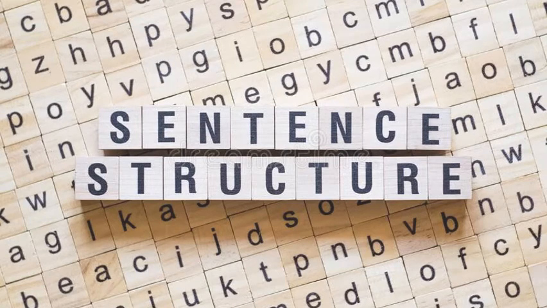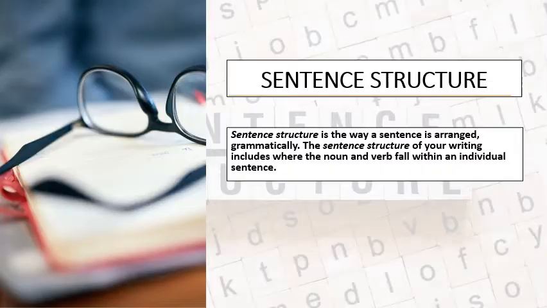Today let's learn what sentence structure is. Sentence structure is the way a sentence is arranged grammatically. The sentence structure of your writing includes where the noun and the verb fall within an individual sentence. In one sentence, where should you put the noun, and where should you put the verb? Such arrangement is called sentence structure. If you arrange it in the wrong manner, the sentence will have no meaning.